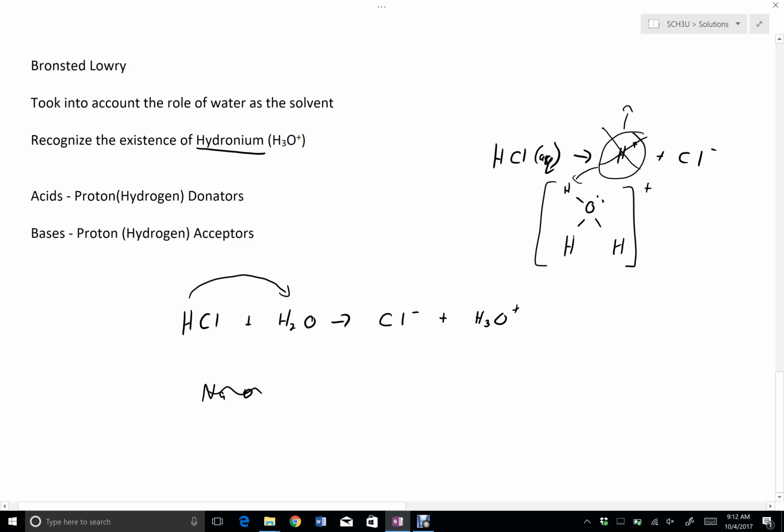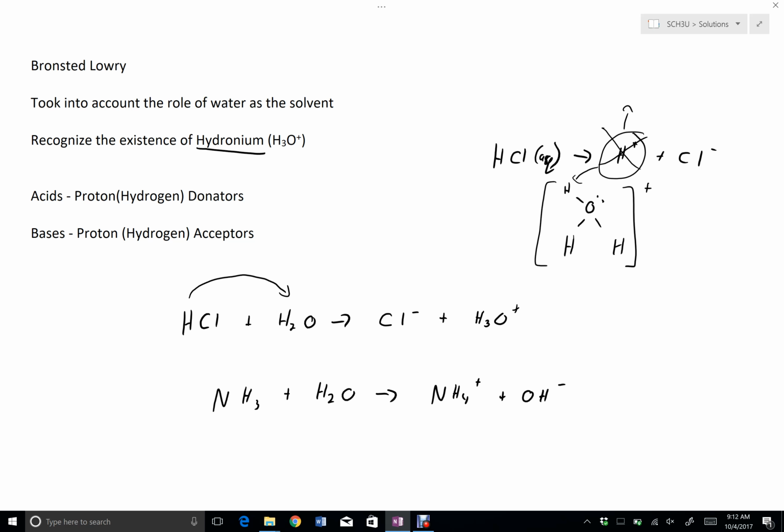well, the real advantage of this approach is it allowed us to identify a number of bases that we didn't think of as bases because they did not directly involve hydroxide. So for example, we can take the base ammonia. Ammonia reacts by accepting a proton from the water molecule to form ammonium. And when it does that, the water is left as a hydroxide, having given up one of its protons.